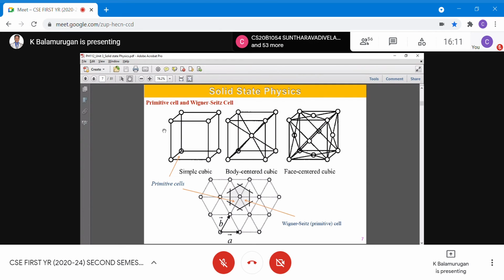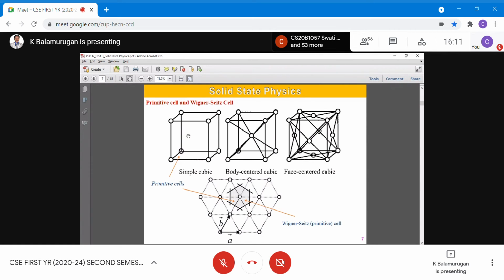So you have a total of 6 faces: 2 faces on the left and right sides, 2 faces up and down, 2 faces forward and backward, like that. At the center of each face you put one atom. So you get a face-centered cubic crystal system.